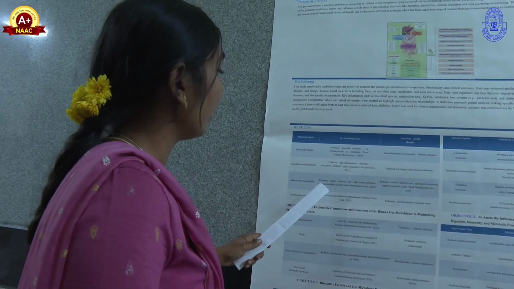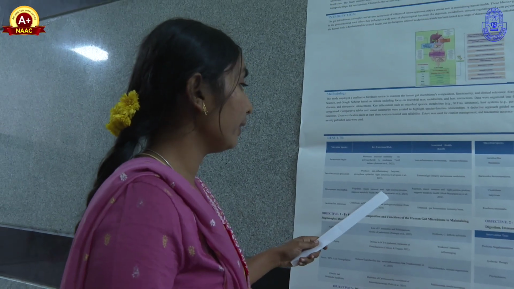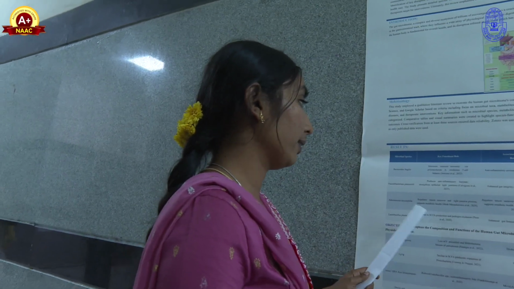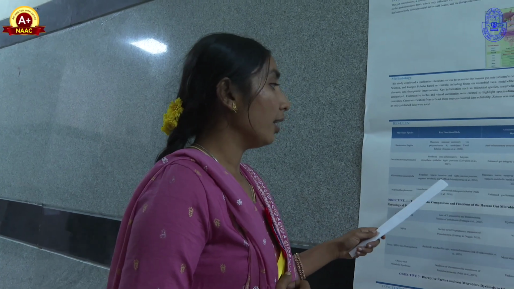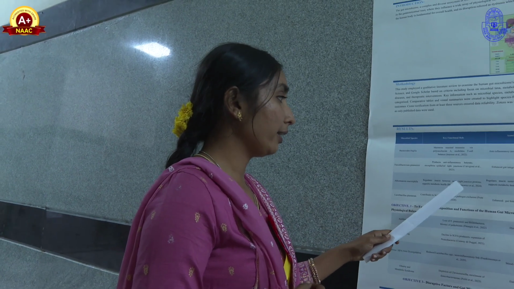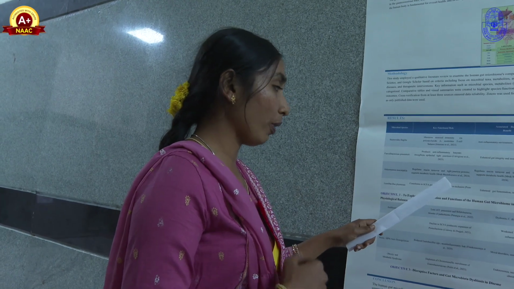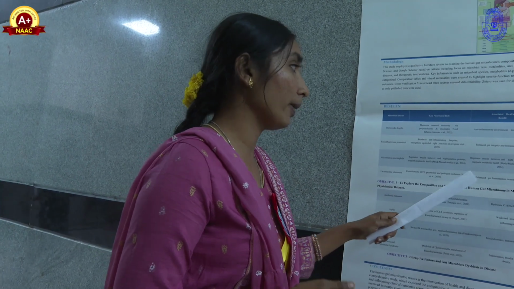Akkermansia muciniphila regulates the mucin turnover and tight junction protein, and supports metabolism. As I told previously, mucin is one of the polysaccharides which is very important for maintaining the integrity and providing protection against pathogenic microorganisms.